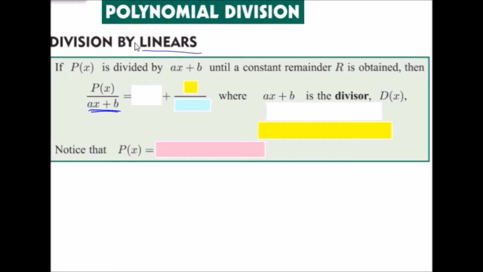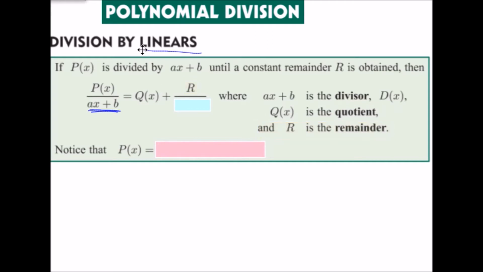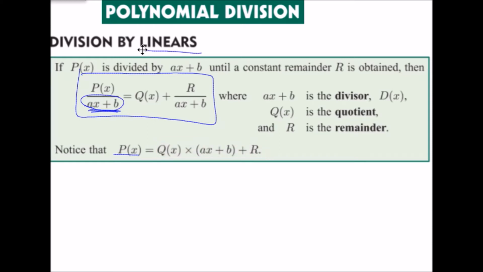All right, so if p of x is divided by ax plus b, there's going to be some quotient, some polynomial, call it q of x. The remainder we express over the divisor of ax plus b. If you've got this expression here, you can simplify that to make p of x the subject. So multiply everything by ax plus b, and we end up with q of x times ax plus b. And here the ax plus b would cancel out, and you're left with r down here.